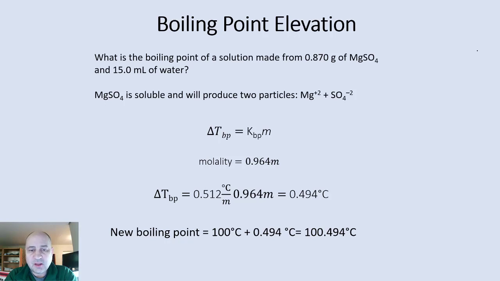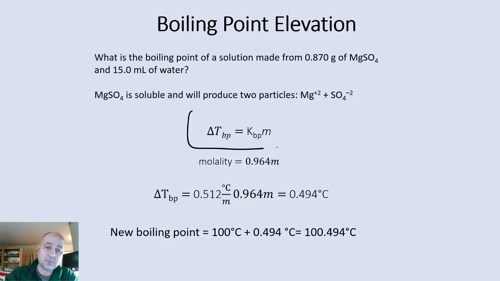Hello. This will be the third and last lecture for chapter 13. We are still working on colligative properties, which are solution properties, in particular the boiling point and freezing point, which are affected by the solute of solutions. Last time we calculated the effect of 0.87 grams of magnesium sulfate in 15 milliliters of water.